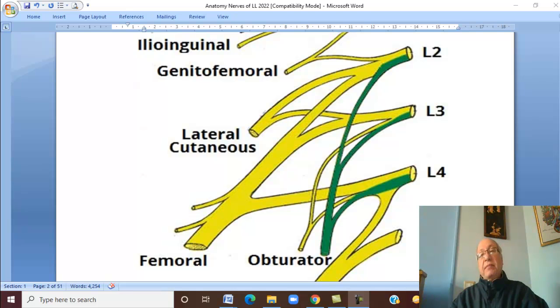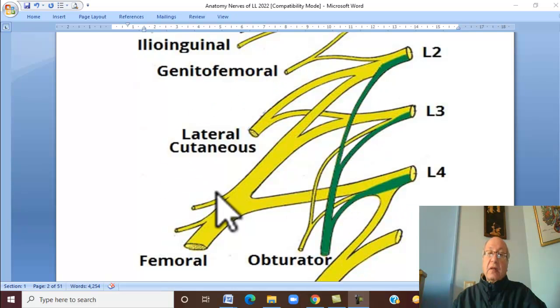In previous videos, we explained the lumbar plexus, and we mentioned that the anterior primary rami of L2, 3, and 4 divide into dorsal divisions, which is the yellow color, and the ventral division, which is the green color. In previous videos, we said that the dorsal divisions of L2, 3, and 4 form the femoral nerve, while the ventral or anterior divisions of L2, 3, and 4 lumbar nerves form the obturator nerve.